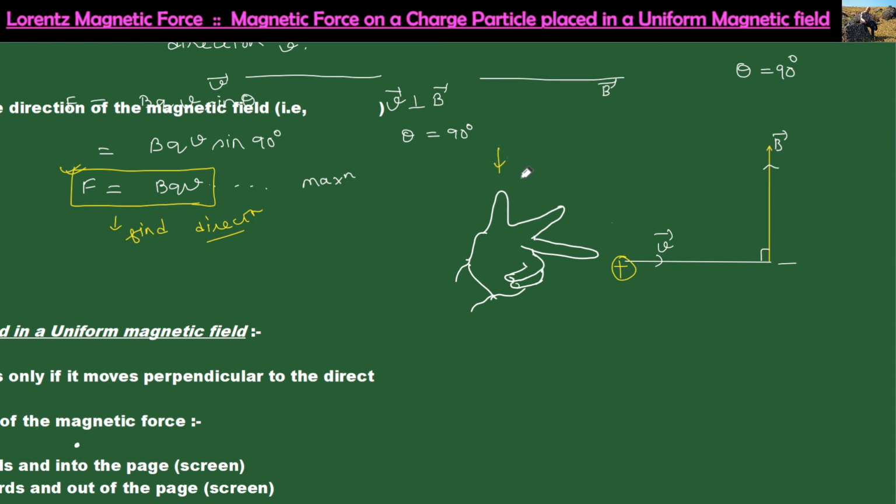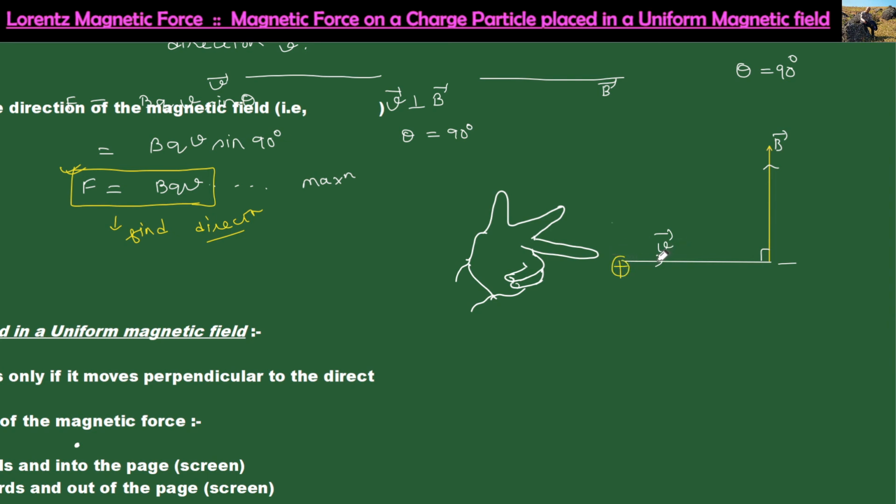The thumb will indicate the direction of your magnetic force. This finger will indicate the direction of your magnetic field, and this will indicate the direction of your velocity. So from here, when you use Fleming's left hand rule, making use of those features, you have to find the direction.